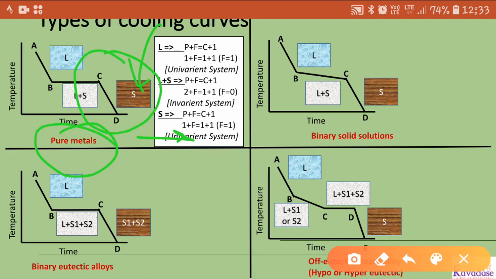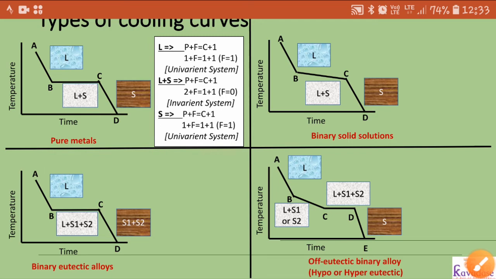So how have we calculated? By using Gibbs phase rule. You can see here we have applied Gibbs phase rule at A to B first, then B to C, and then C to D, and we have calculated degrees of freedom. Degrees of freedom comes out to be F equal to 1 for liquid state, F equal to 0 for liquid plus solid state, and F equal to 1 at solid state.